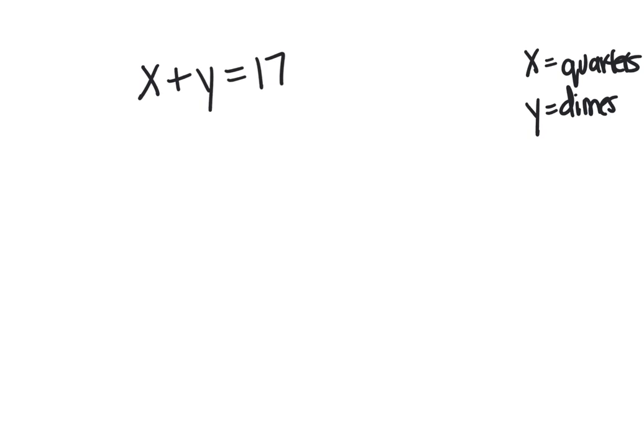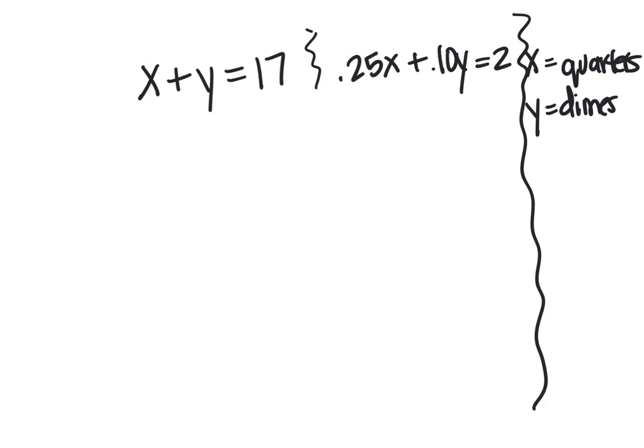So now that I know this, I'm going to also create an equation for how much money Jada has. So we know that quarters are 25 cents each, right? 25 cents per quarter. We know that dimes are 10 cents each, 10 cents per dime. And we know she has a total of $2. Let me draw a little line there to separate that. So now, how can I use this to help me figure out how many quarters and how many dimes she has?